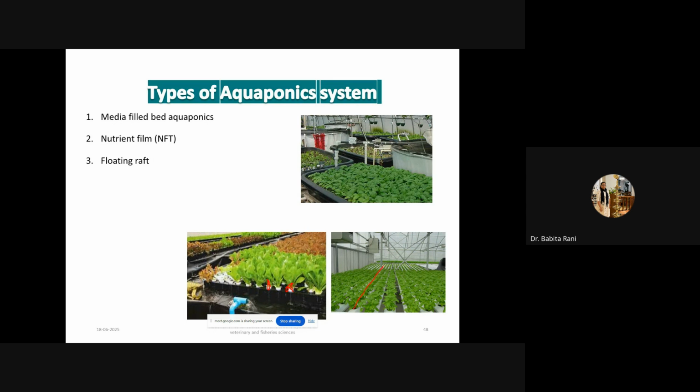This is the nutrient film technique, where pipes will be used. It can be multiple layers also. We can put in 3-4 layers, so that will be a continuous vertical farming system. The full area can be utilized when we are using this. This system is comparatively a little bit costly because of the bed requirement and the space.